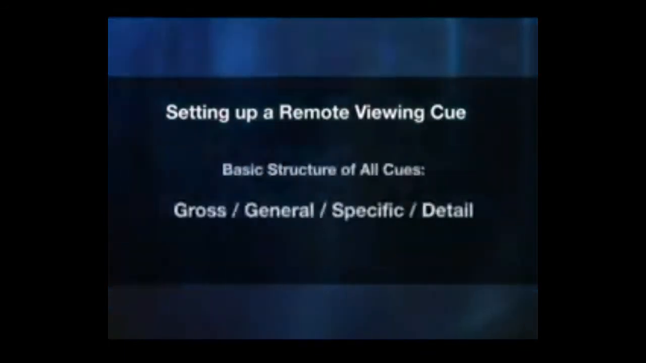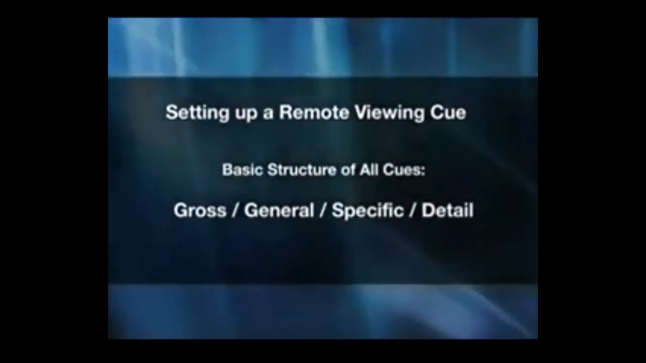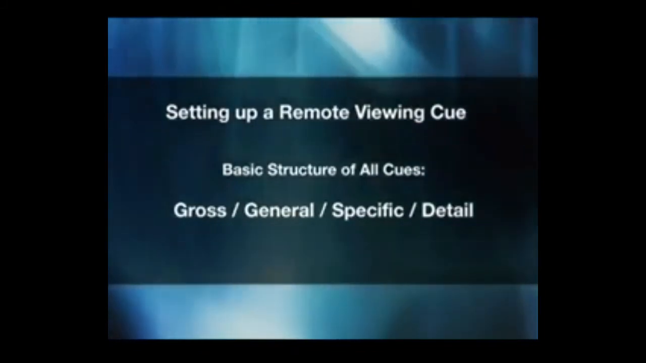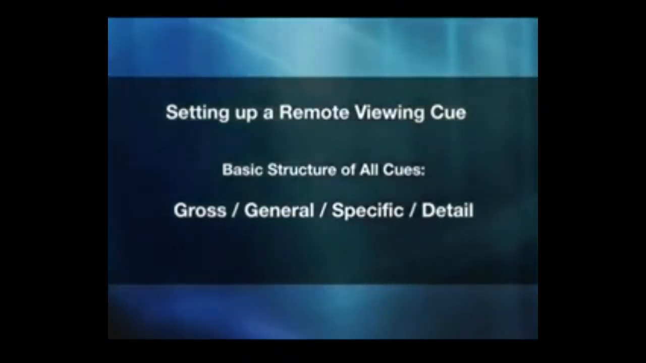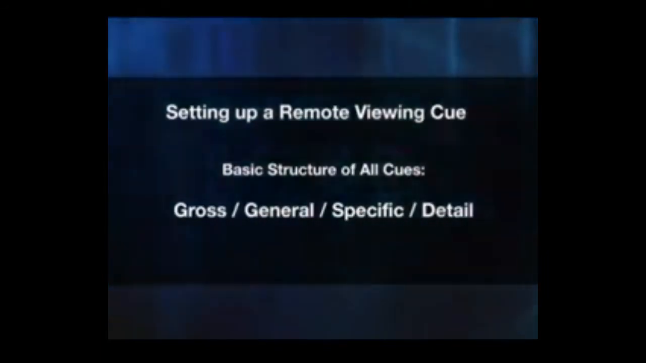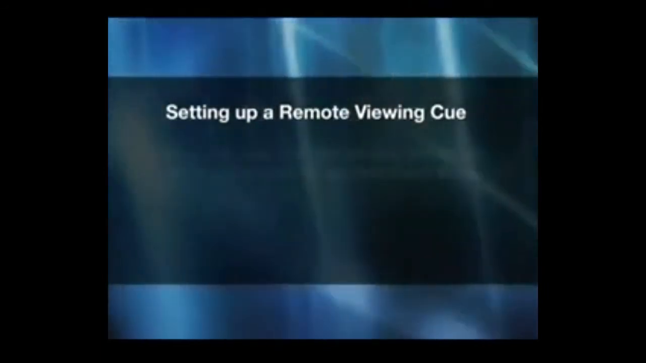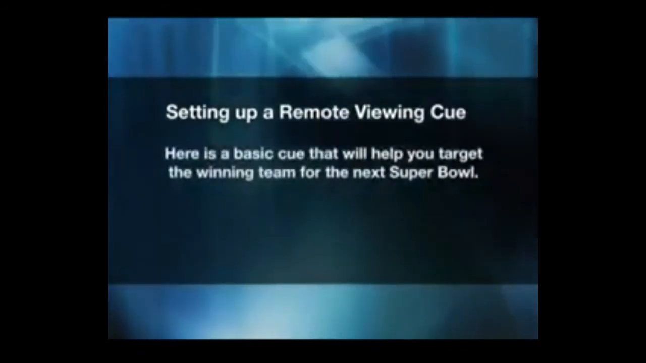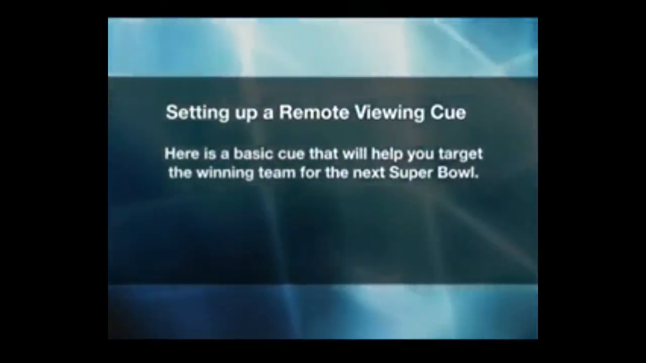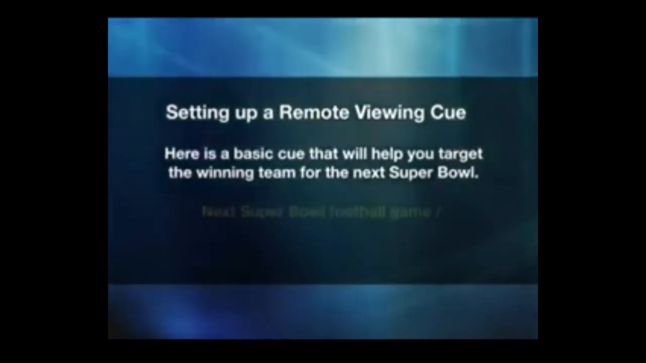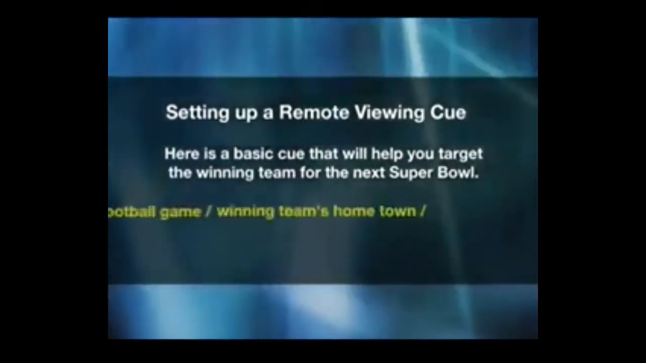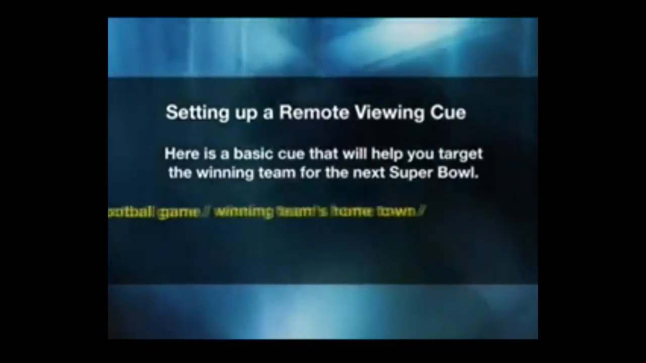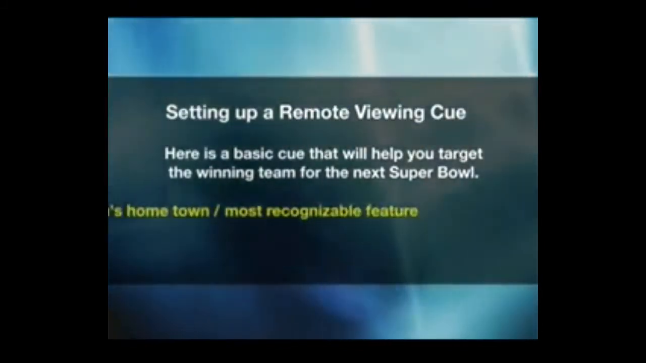All cues are built using the basic cue structure from the gross to the detail. Your cue should work as long as there is no ambiguity in your cue and it is arranged from the gross to the detail. For example, if you wanted to know who was going to win the next Super Bowl, you could construct your cue like this. Next Super Bowl football game / winning team's hometown / most recognizable feature.